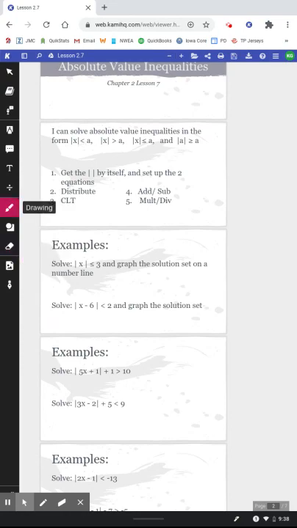Remember from our last lesson, 2.6, we said the first thing you have to do is make sure that you get the absolute value by itself. So there can be nothing added or subtracted, multiplied, or divided on the outside of the absolute value. Once we've done that, we will set up our two equations and then follow our solving rules, which are distribute, combine like terms, add, subtract, multiply, or divide. We're also going to put them on a number line and then also write the solution set in interval notation.